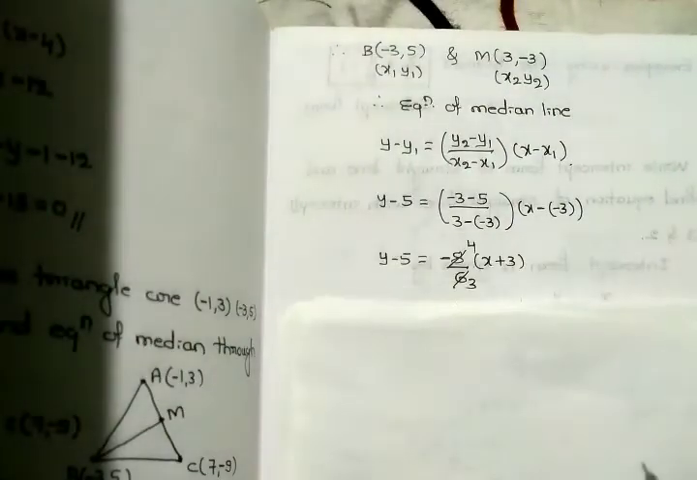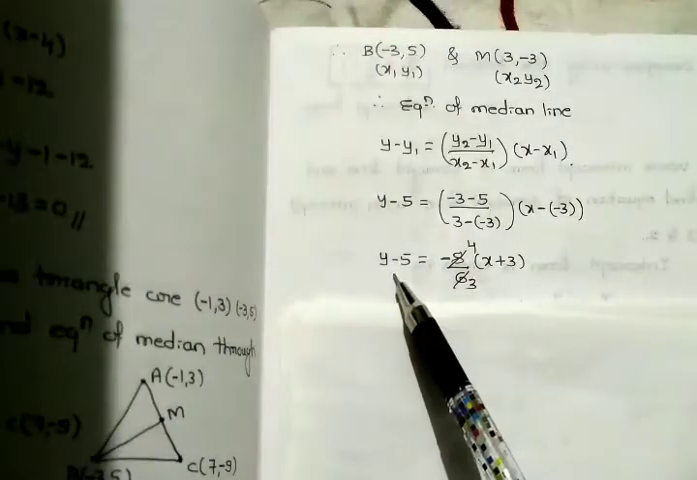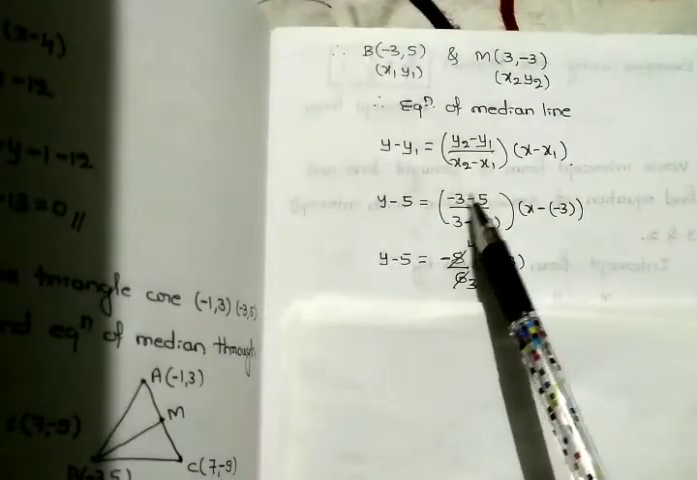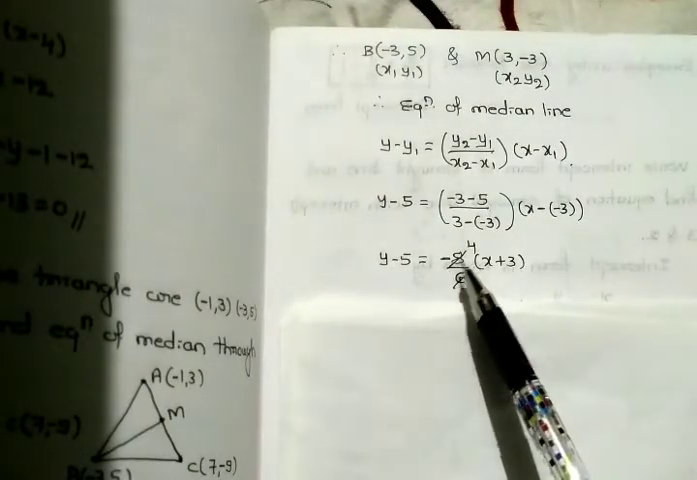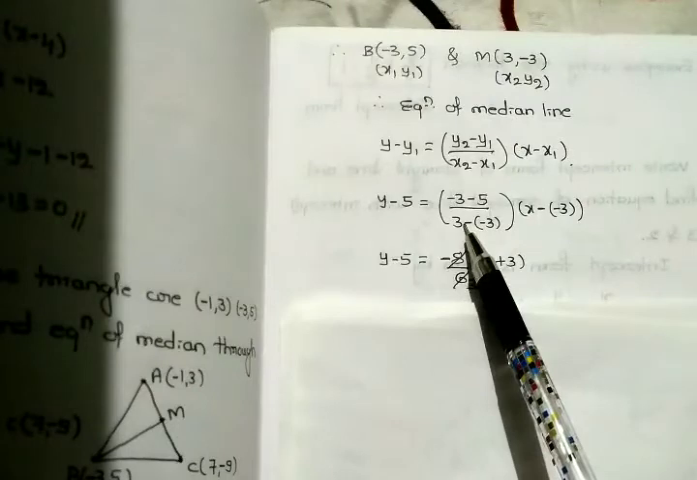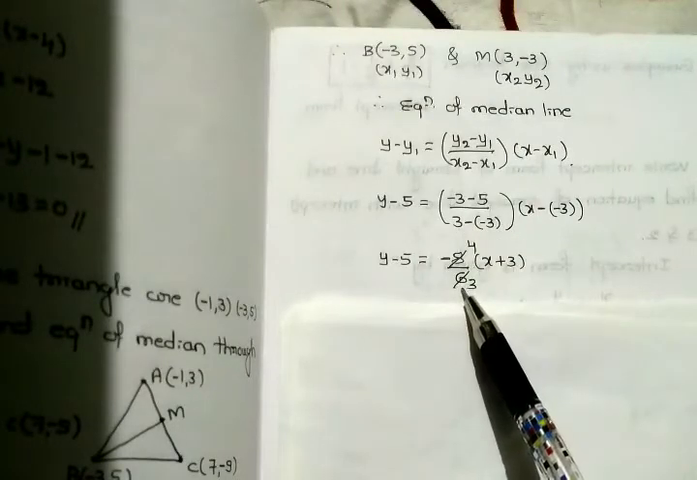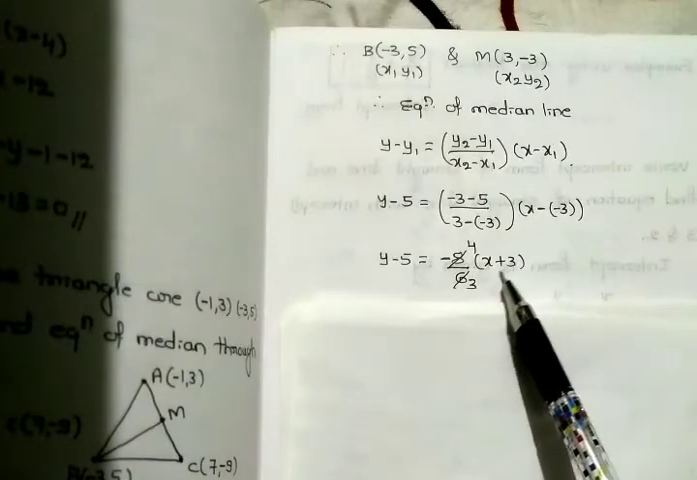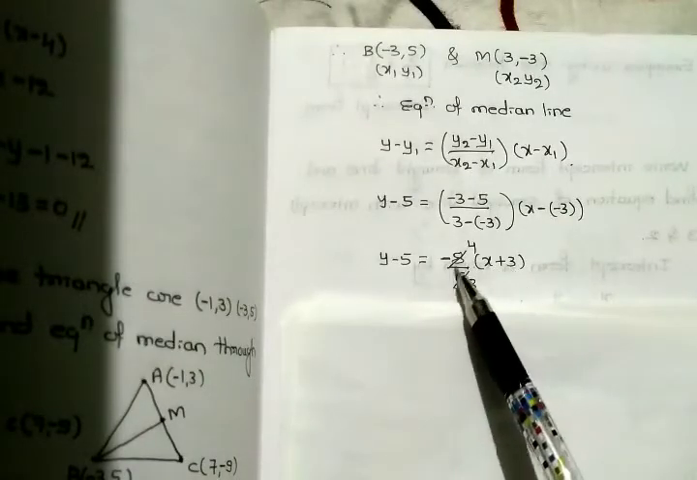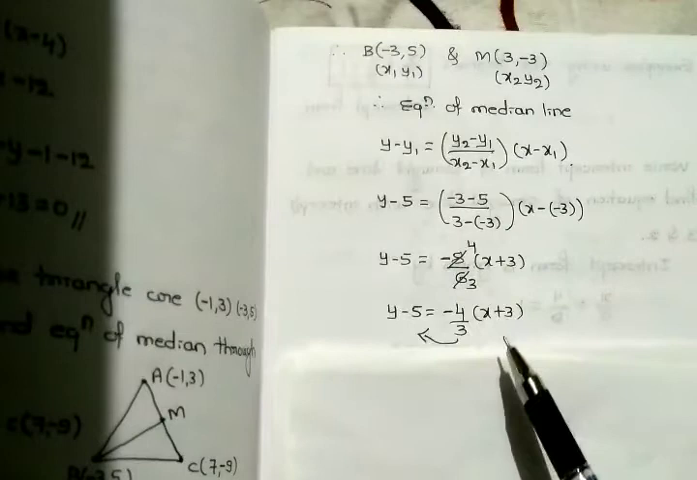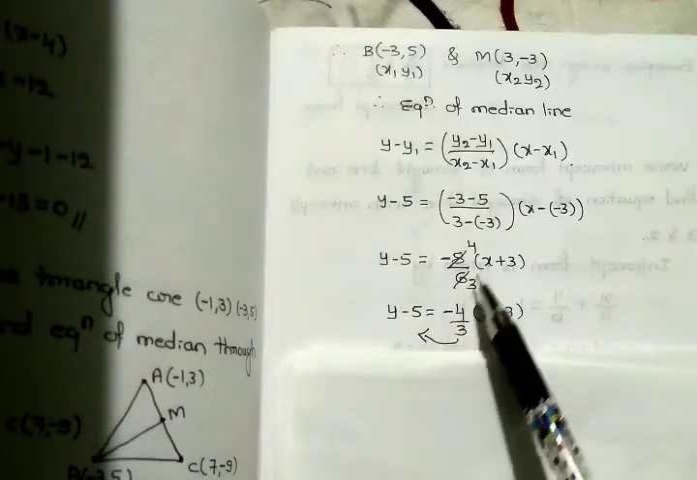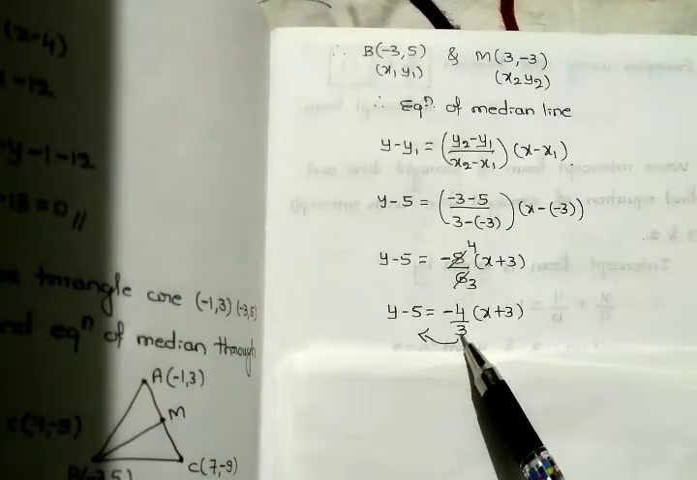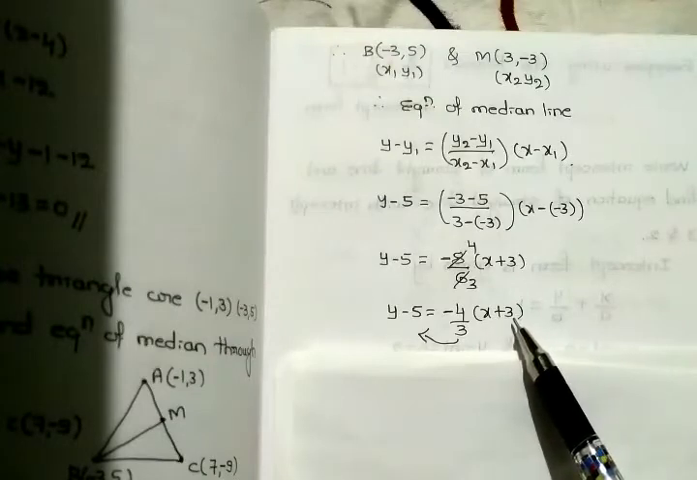So next do the simplification. y minus 5 I am going to keep as it is. Minus 3 minus 5 is minus 8 upon, minus into minus is plus, so 3 plus 3 is how much here? 6, into bracket x, minus into minus is how much here? Plus 3. Cancel 2 4s are 8, 2 3s are 6. Therefore y minus 5 equals minus 4 divided by 3 into bracket x plus 3.